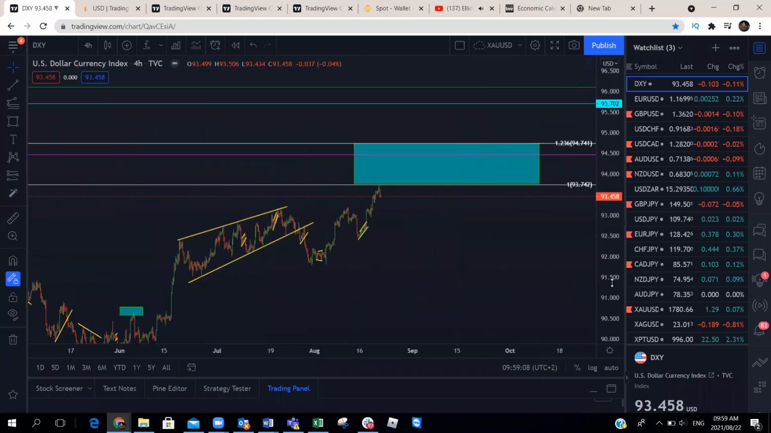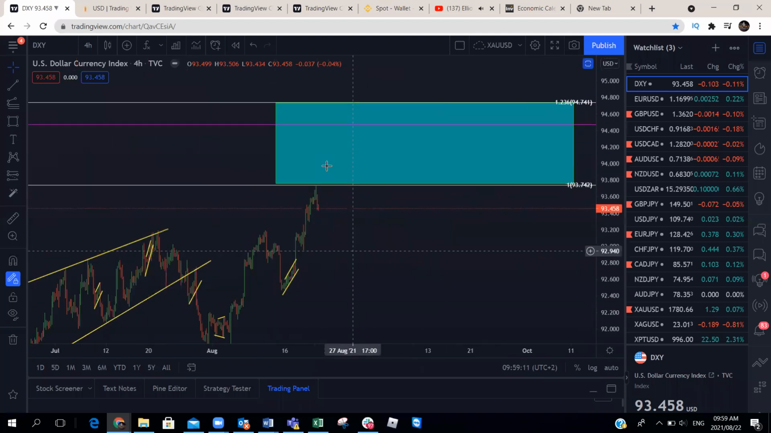So we have reached the blue box. Reaching the blue box does not mean that it's a reversal. We can still retest the blue box area here like that. So that is the DXY and what we're expecting on the DXY.